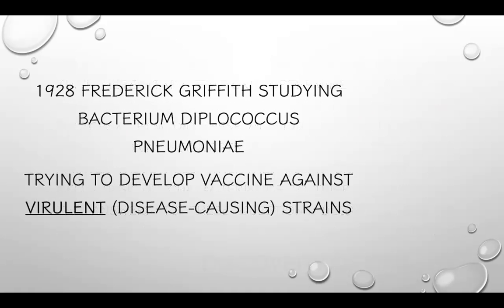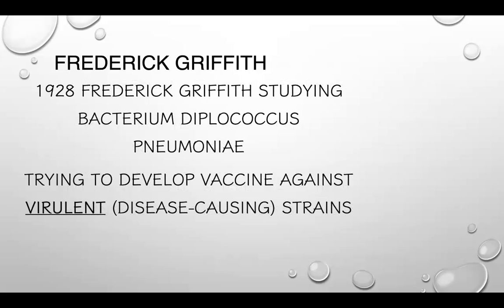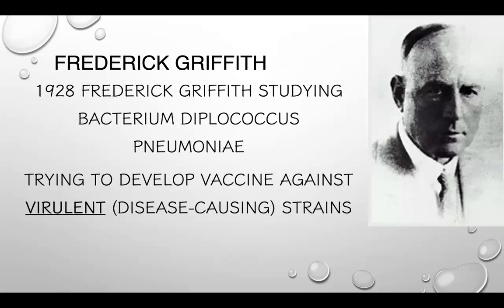Okay, so the first experiment that we're going to look at is Griffith's experiment done in 1928 by Frederick Griffith. There he is, of course, old white dude. He was studying a bacterium called Diplococcus pneumoniae. Diplo obviously meaning two, and coccus meaning round.